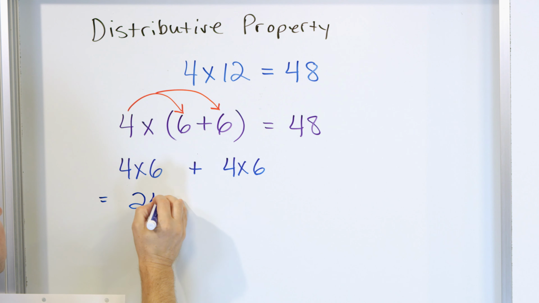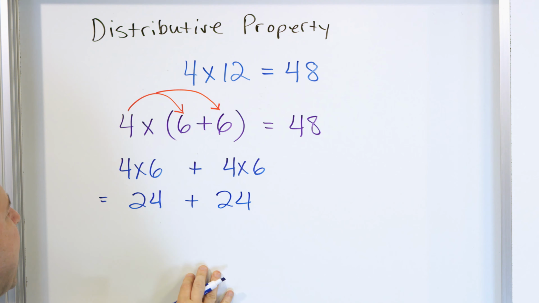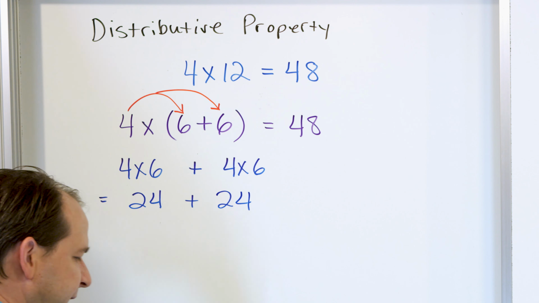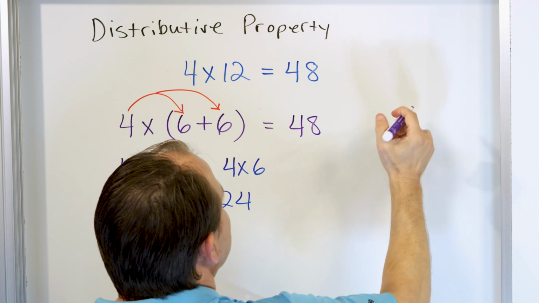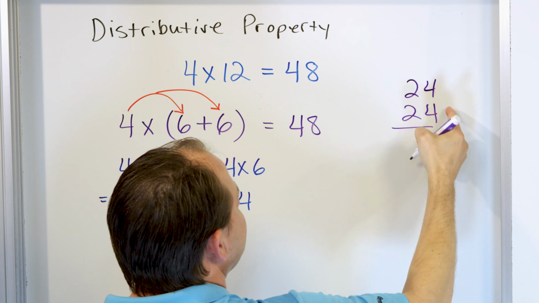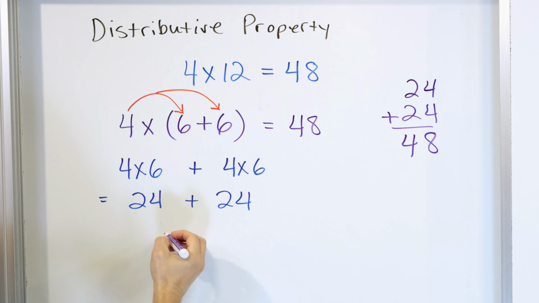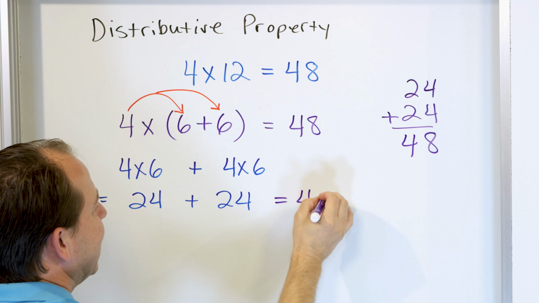And so what you get here is 4 times 6 is 24, and you have a plus sign. This 4 times 6 is 24. And what is 24 plus 24? If you forget, just come over here to the side, and let's say 24 plus 24: 4 plus 4 is 8, and 2 plus 2 is 4. And so the answer that we get is 48.